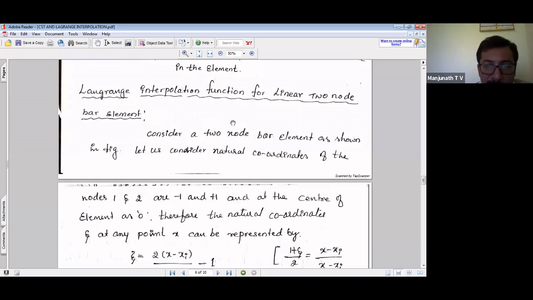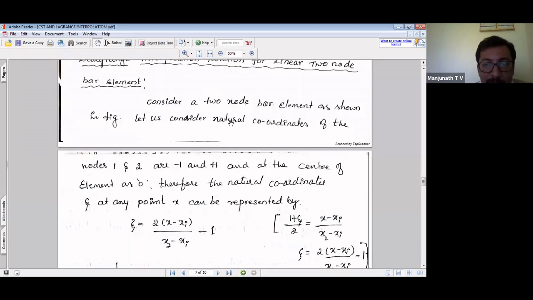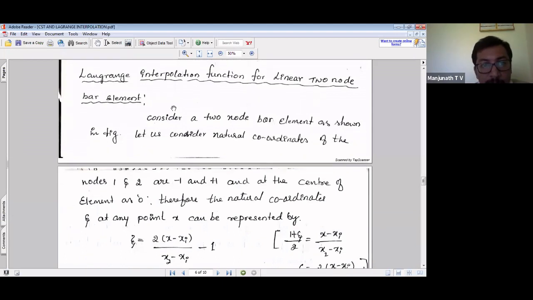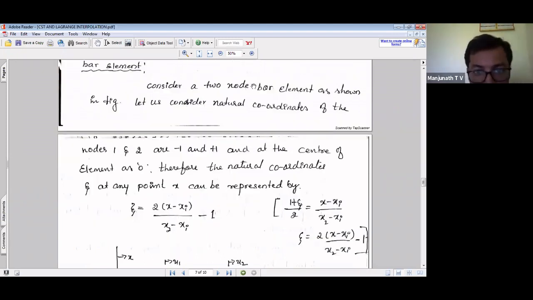In the previous class we have discussed, in two coordinate systems, the global coordinate system and the natural coordinate system, how we obtained the shape functions for the two noded bar element. For the same element we are going to use Lagrange's interpolation function to obtain the shape functions. So we are now using Lagrange's interpolation function for the two noded bar element.